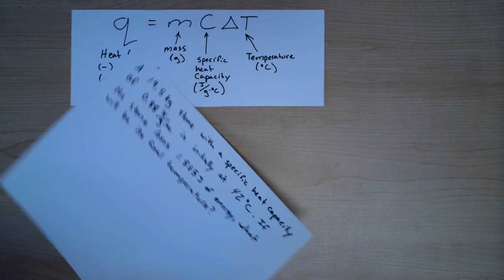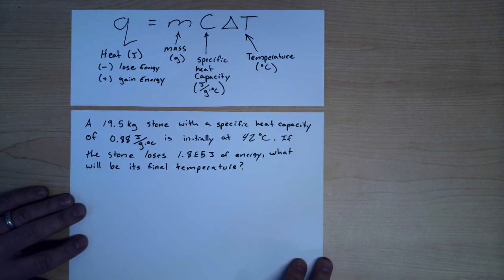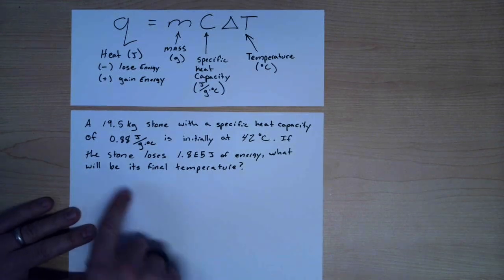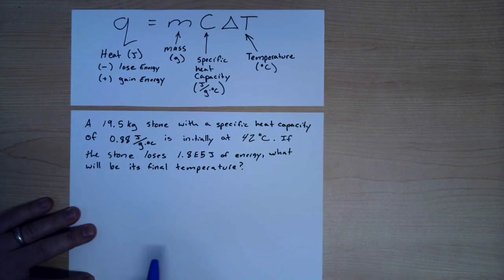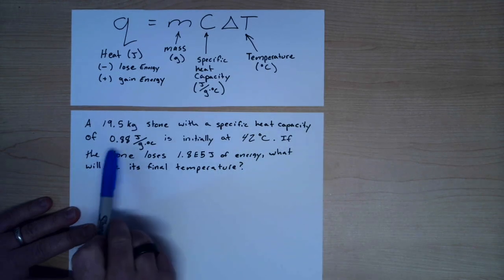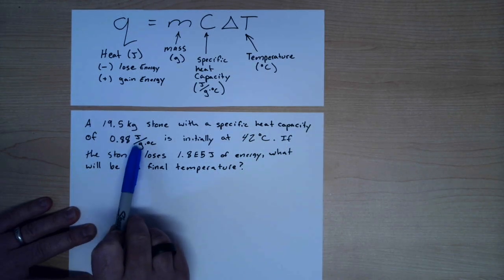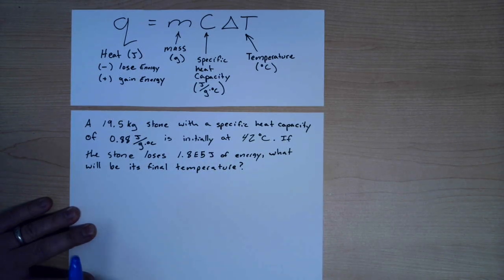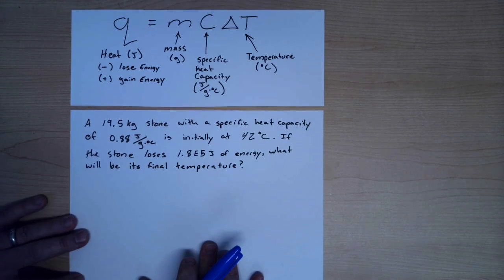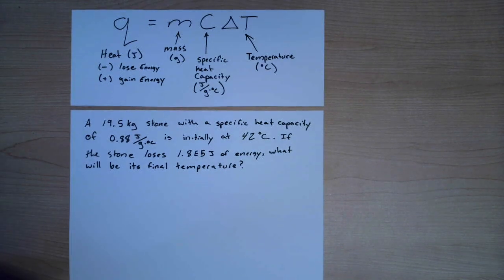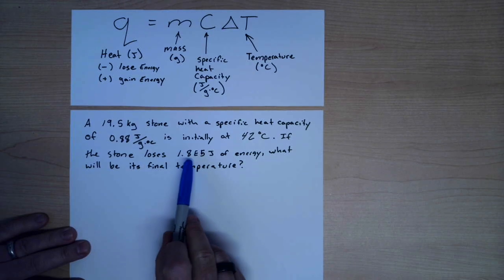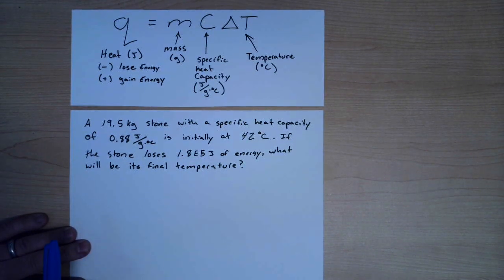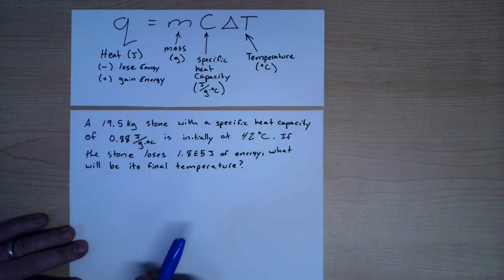Okay, so here's the problem I'd like us to do in this video. I'm going to have a stone that is given as 19.5 kilograms, with a specific heat capacity of 0.88 joule per gram per degree Celsius. I'm telling us that it's initially at 42 degrees Celsius. That's pretty warm, maybe in the hot sun or something like that. If this stone loses 1.8 E5, so this is 180,000 joules of energy, what will be its final temperature?